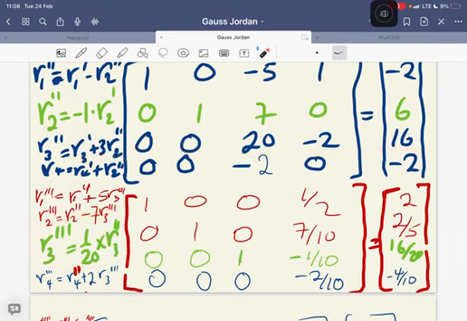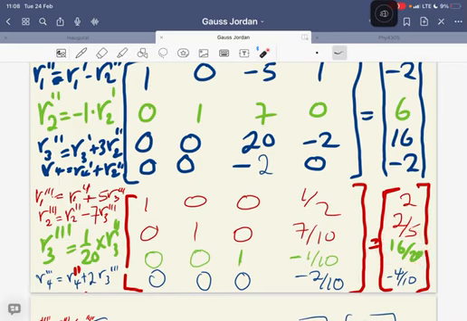So 0 over 20, 0, 0 over 20, 0, 20 over 20, 1, minus 2 over 20 is going to give us minus 1 over 10, and 16 over 20, 16 over 20 as we have here.